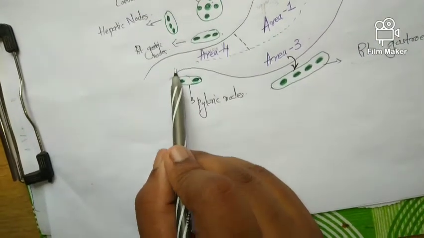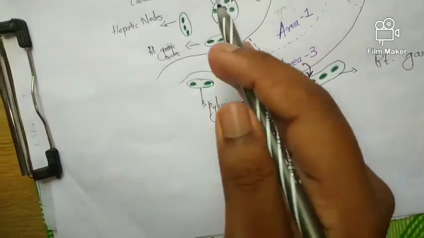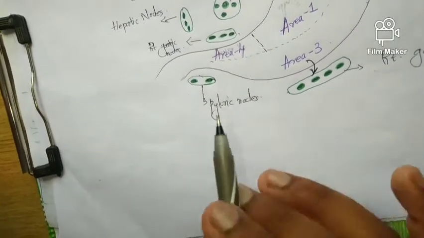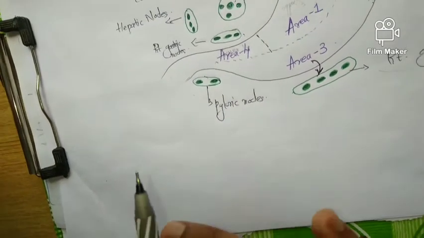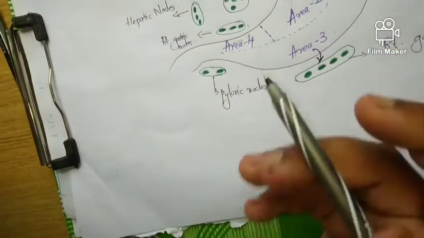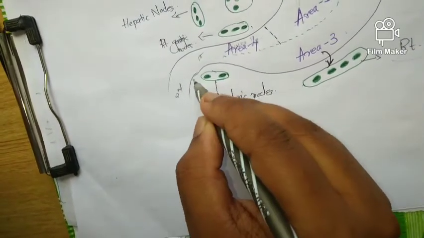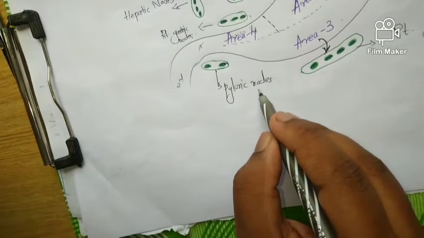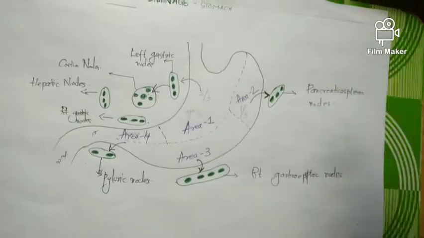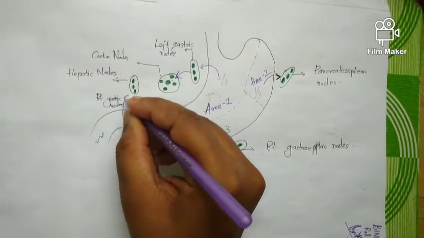And on this part, that is the pyloric end, we can see the pyloric antrum and the pyloric canal, all of which drain into the pyloric nodes. These are mainly situated at the angle between the first and the second part of the duodenum. So this is the first part of the duodenum, this is the second part of the duodenum. In between that angle, the pyloric nodes are present. This part drains into the pyloric nodes. Then we can see these pyloric nodes also drain into the hepatic nodes.